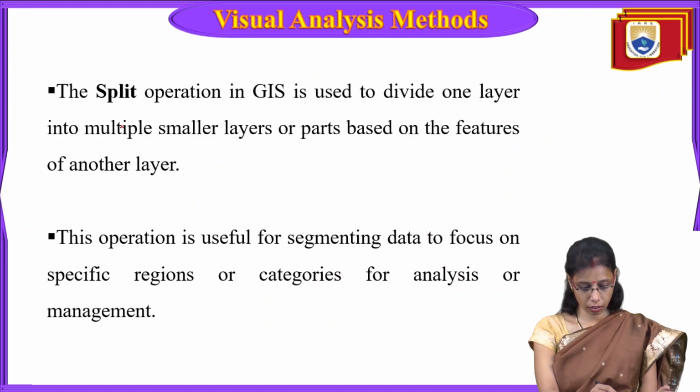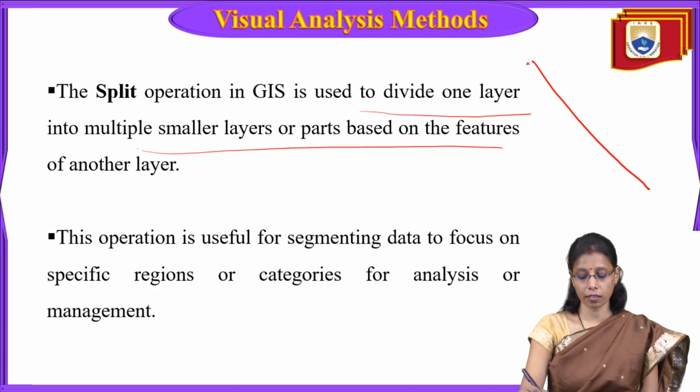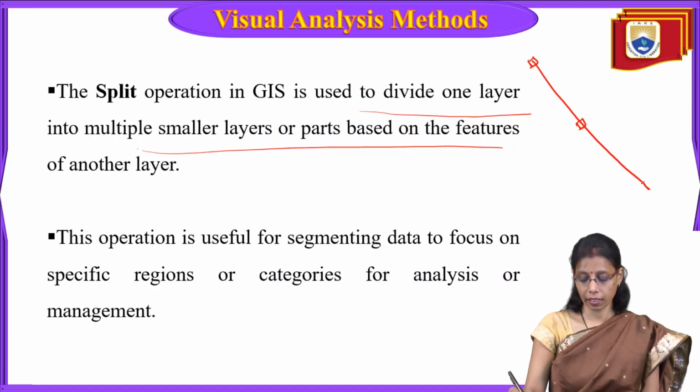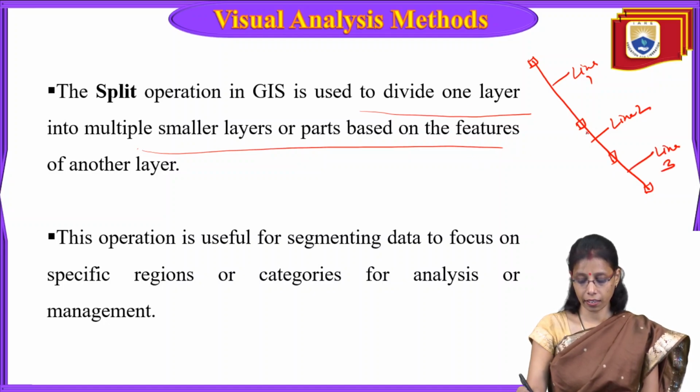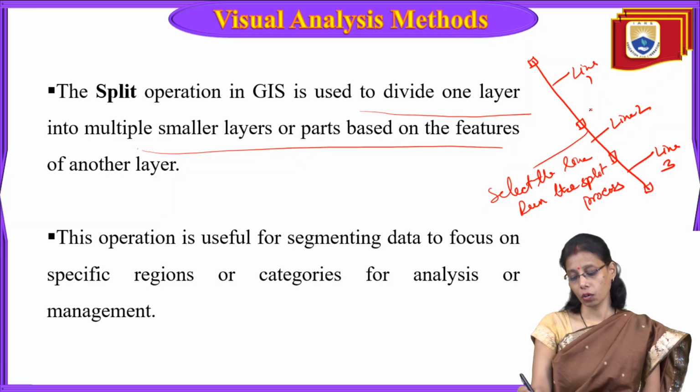Now you have a split option here. So the split operation in GIS is used to divide one layer into multiple smaller layers. Splitting is like, if you have a big line here, you want to split it into 3 parts. Let us say this is your line, so we will split it into 3 parts. So this is line 1, this is line 2, this is line 3. So what we are going to do is select this line and run the split process. So what will happen? The single line will be transformed into 3 lines.